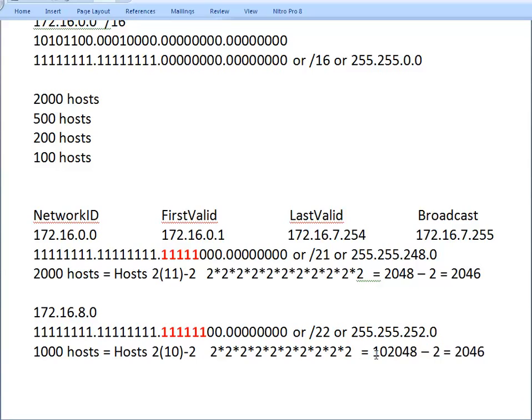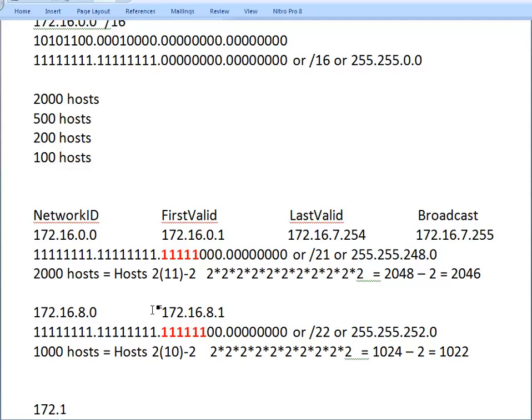And this will be 1024 minus 2, 1022. Okay, excellent. So if we need 1000 hosts, we need to reserve 10 zeros. 2 to the power 10 is 1024, minus 2 is 1022. So the first valid for the second network is going to be 172.16.8.1. To find the last valid in the broadcast, it's better if you find the next network ID.